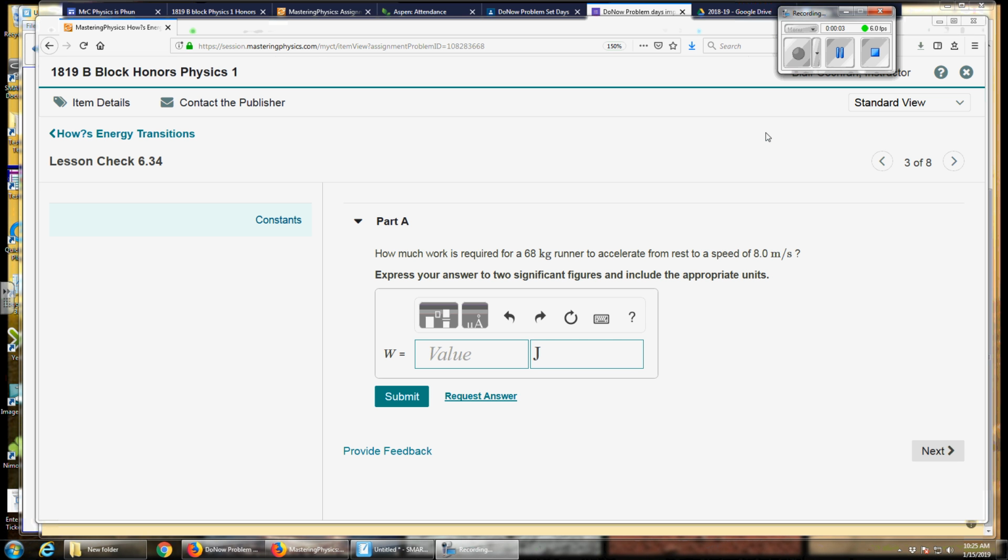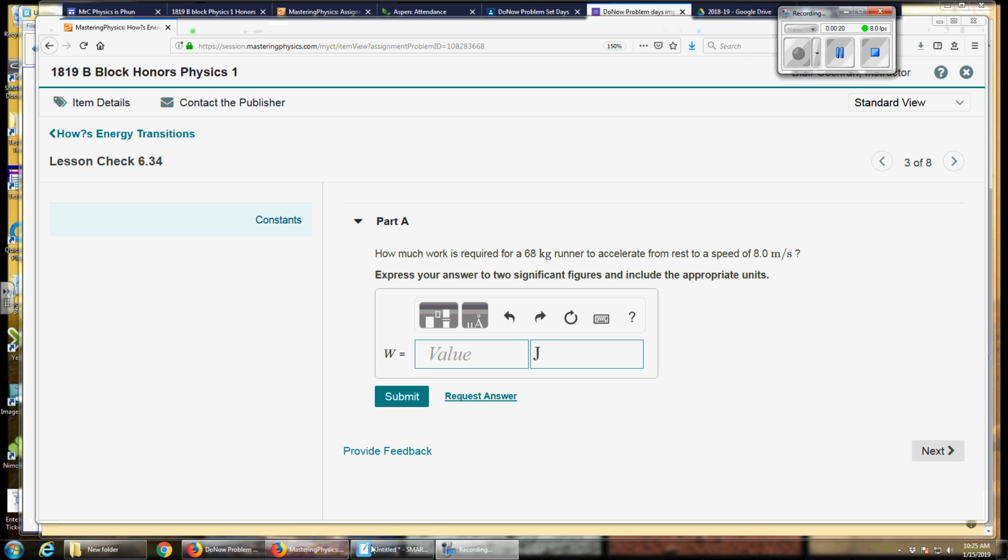Alrighty, folks, here we go on number 3. Remember, if you don't need number 3, that's completely okay, but just try to keep the noise down a little bit so other people can hear. So, work required for a runner to accelerate from rest to a speed of this.